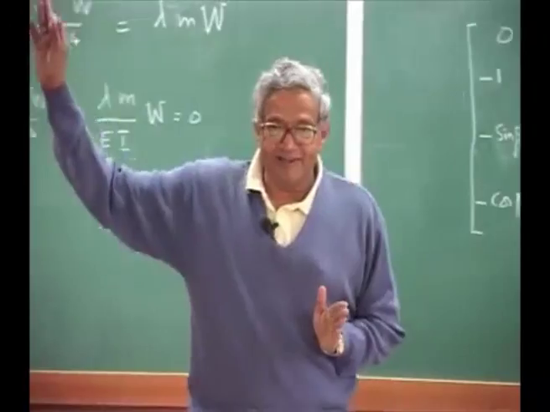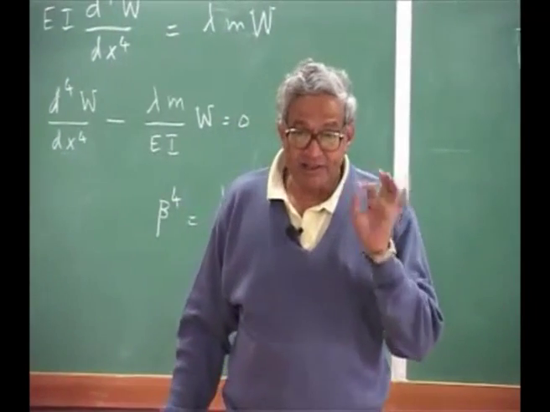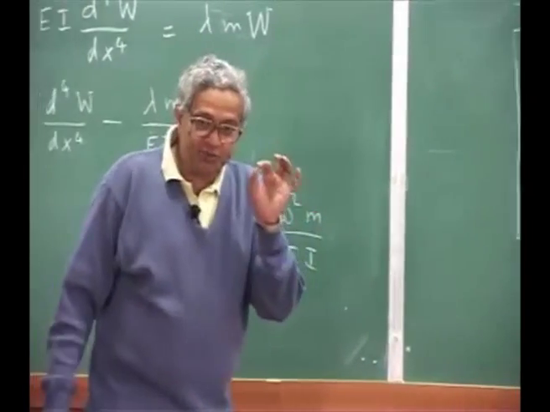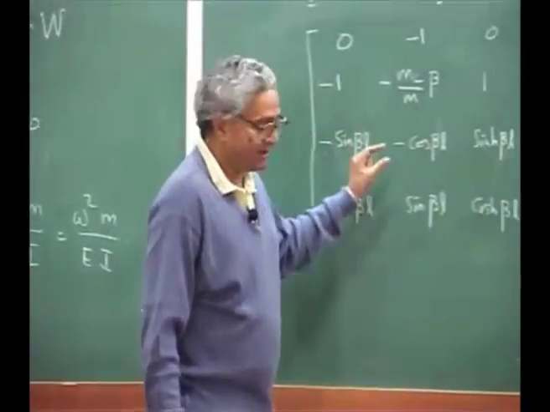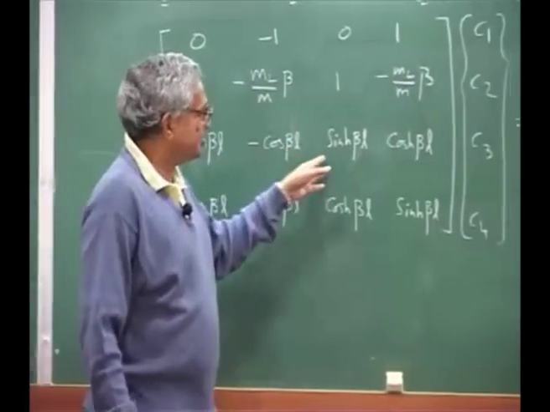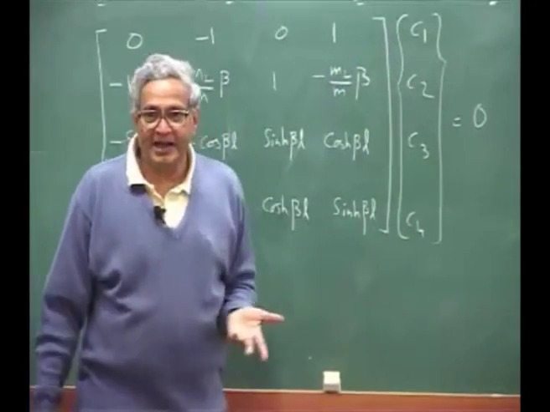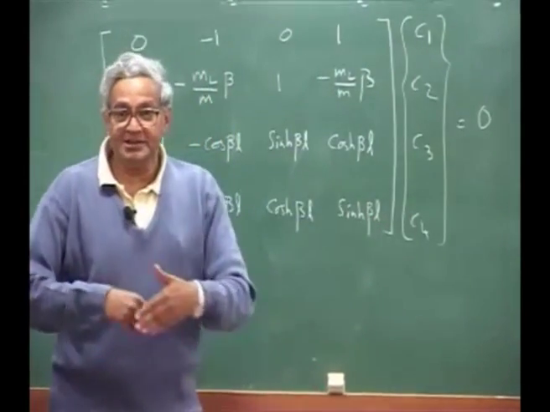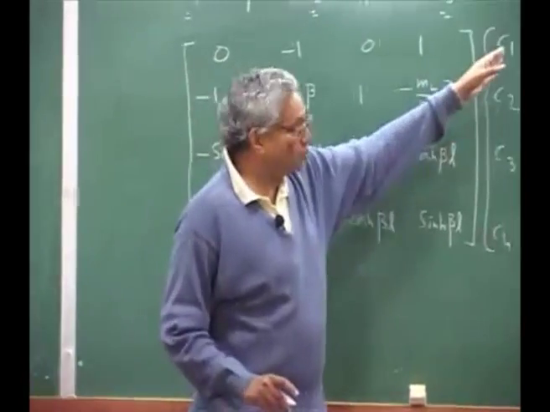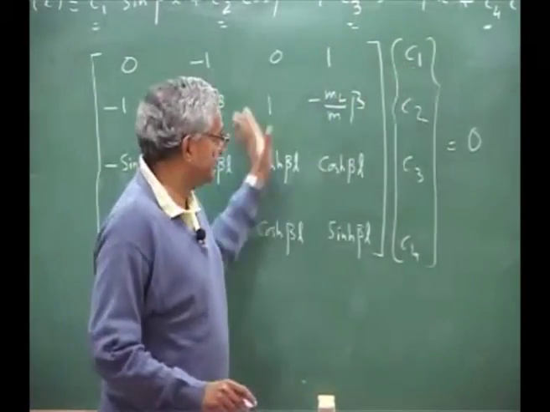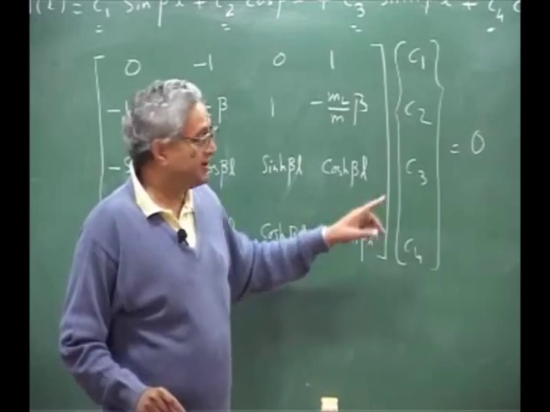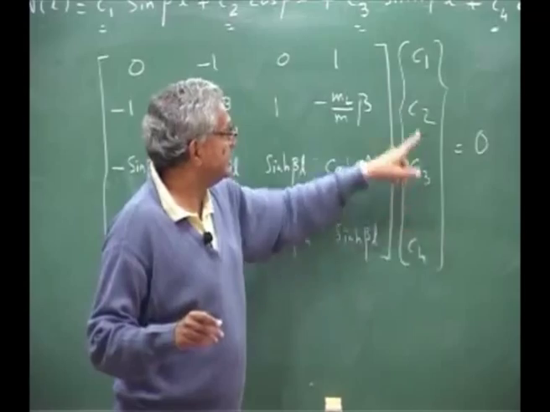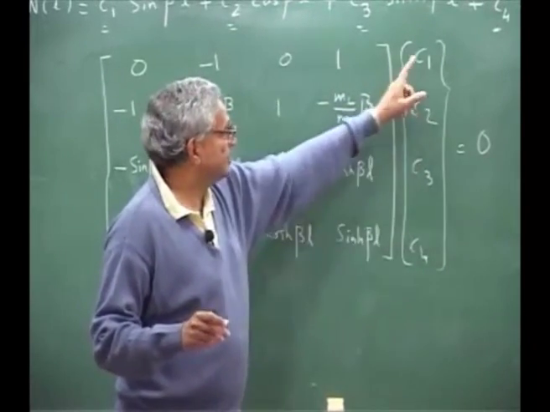A finite number, but they are all discrete numbers. Then corresponding to each beta, if you substitute that, you can find the eigenvector. C1, C2, but not all of them will be arbitrary. You have to fix one, because this is a 4 by 4 matrix. If I say C1 can assume any value, then I can write C2 in terms of C1, C3 in terms of C1, C4 in terms of C1.